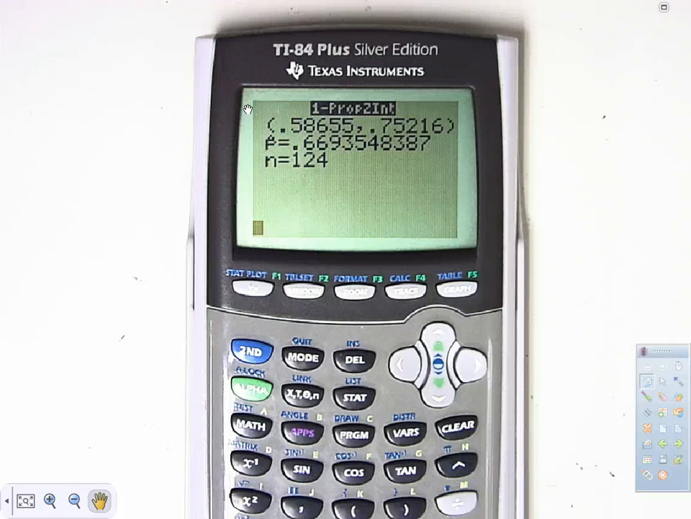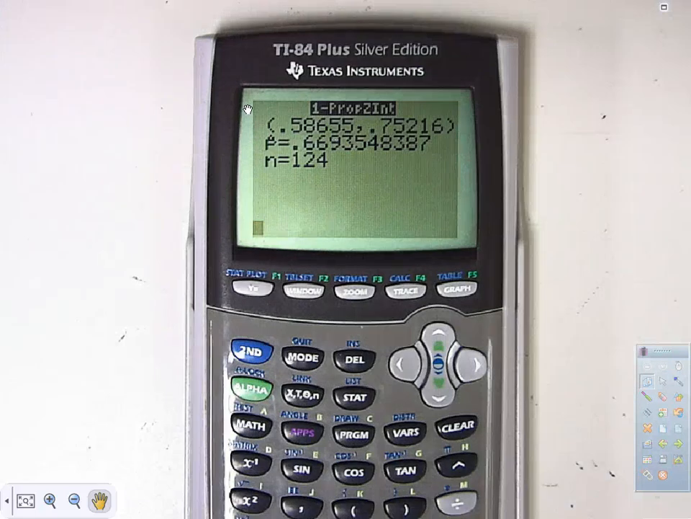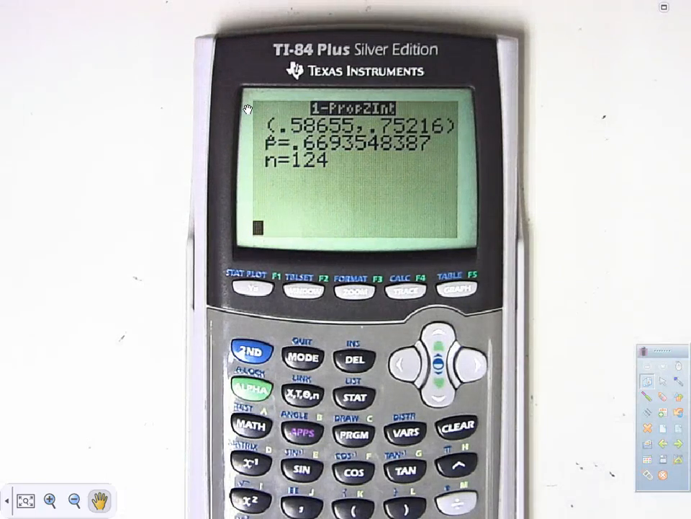It does give you your p hat, and so once you go through and compute the interval on your calculator, that could help you in filling in the parts of the formula. You're going to need p hat in your point estimate in the formula, okay? And then, of course, it shows your sample size there. So pretty easy, pretty straightforward. Just remember that's in stat tests, and we want one prop Z interval, not the other imitators. Okay? All right.